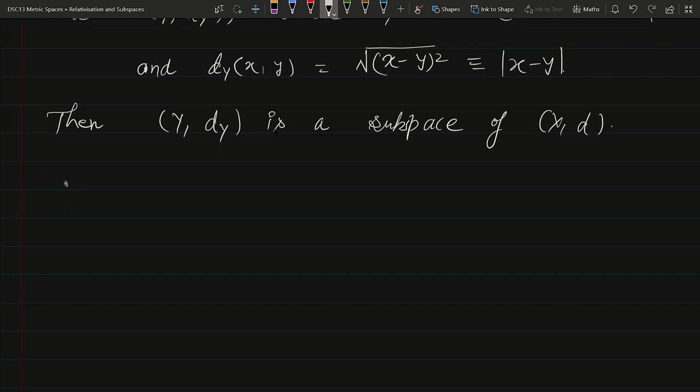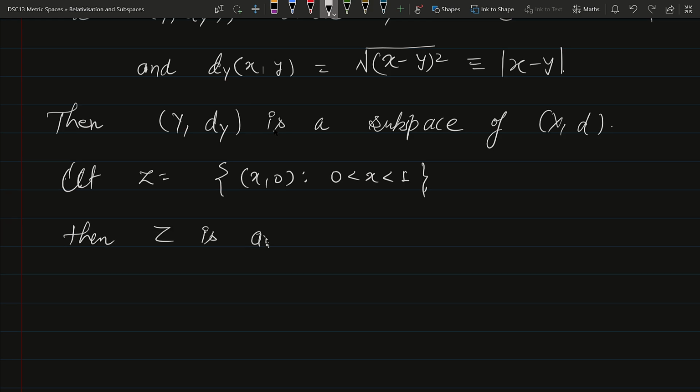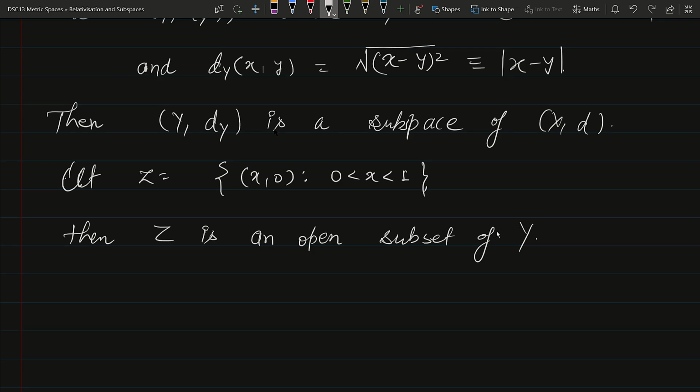So let us define this Z as you can see, we are considering (x, 0), where this x is running over the open interval 0 to 1. Now you can see we are talking about the open interval 0 to 1. Then Z is an open subset of Y. So you can see Z is open in Y, but what about in X?